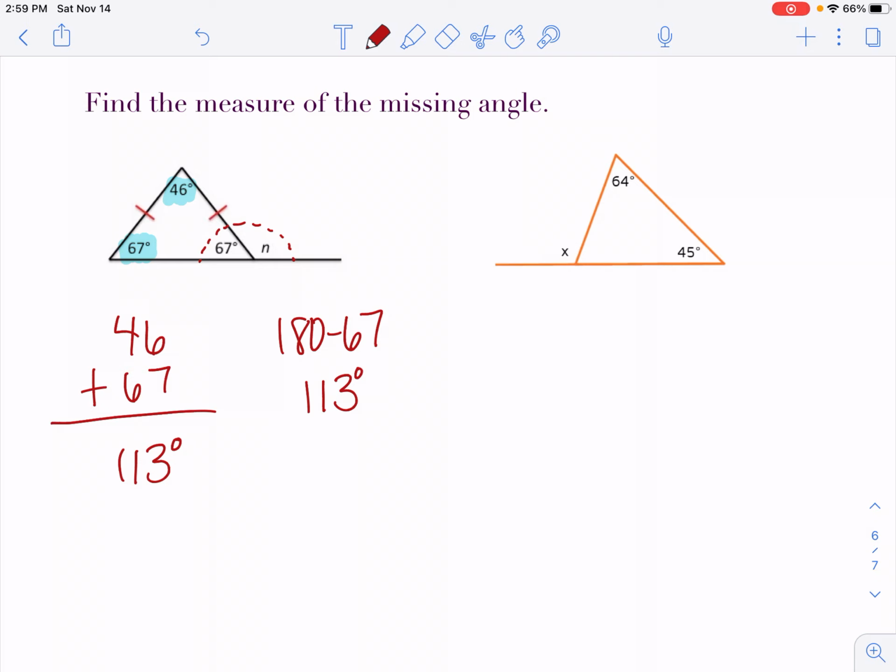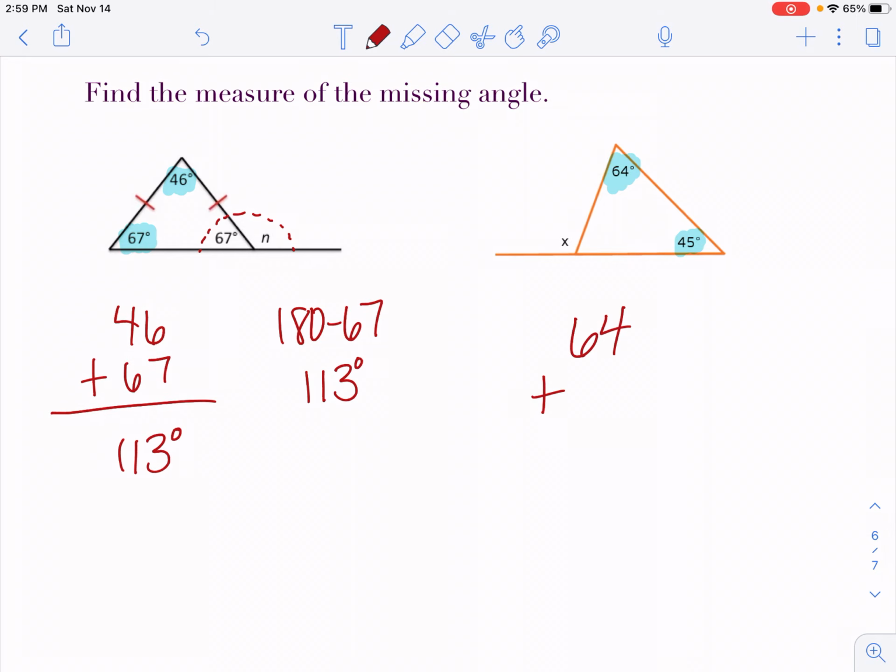To find the measurement of angle X, I will also add together the two non-adjacent interior angles to discover the measurement of my exterior angle X to be 109 degrees.